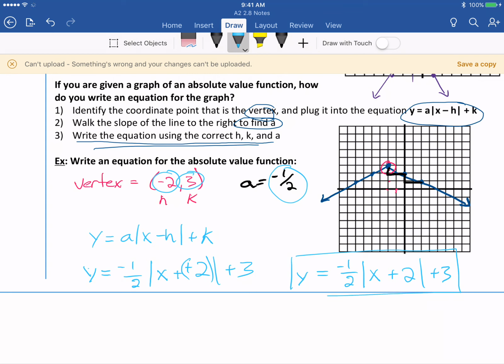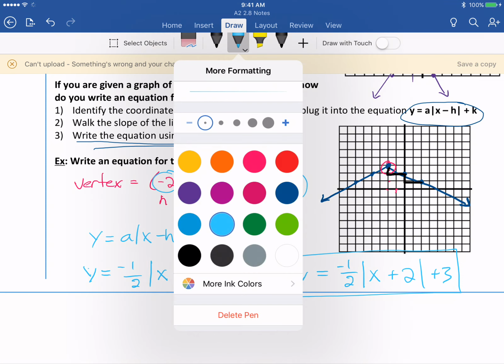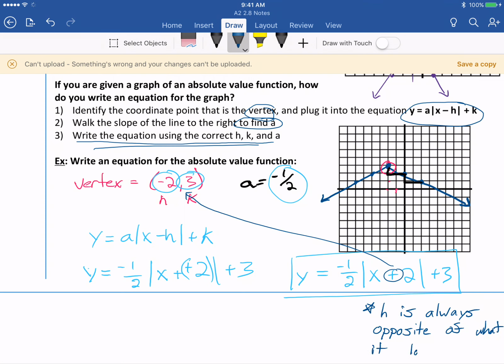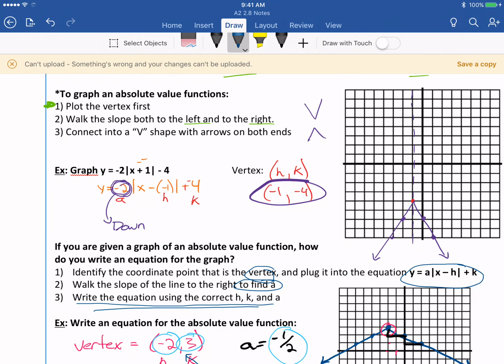Okay? So the only unique thing here is that your h value is kind of always the opposite of what it looks like. Okay? So here it looks like a +2, but when you pull it out, it comes out to be a -2. So it's always the opposite of what it looks like. So if you want to write yourself a little note here, h is always opposite of what it looks like.